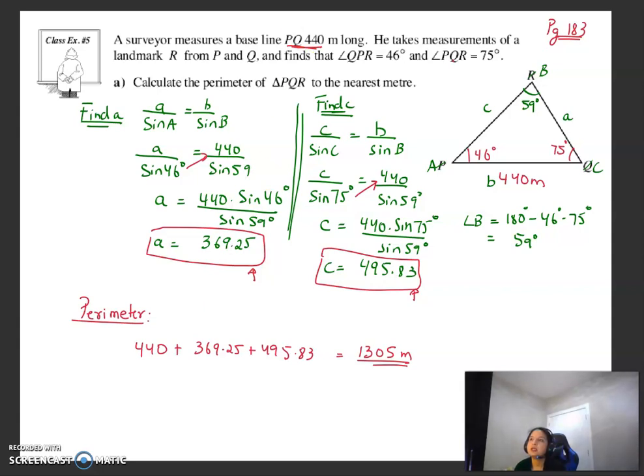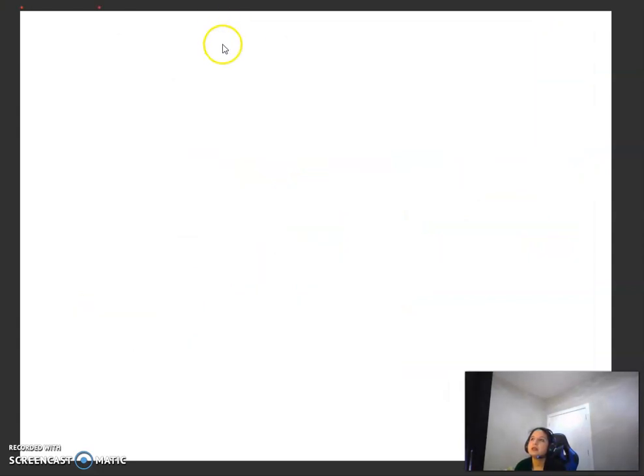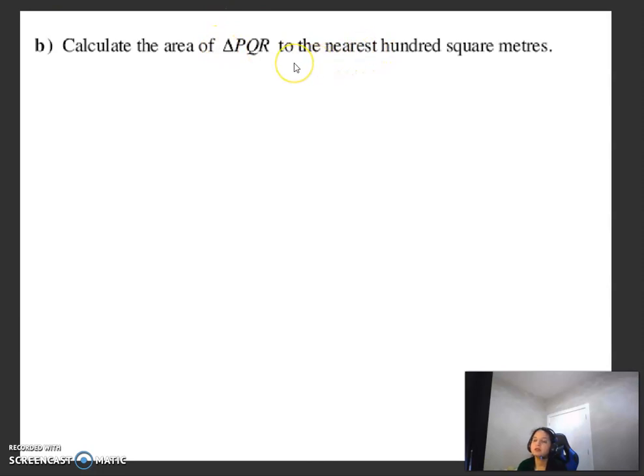Okay? Now, there is a second part to this question, and in that question they want us to find the area of this triangle. So it's the same triangle. I'm just going to draw it out here. We're calling it PQR, so we can call it its original name or the name that you gave it, it doesn't matter. And in this one now, they want us to find the area.